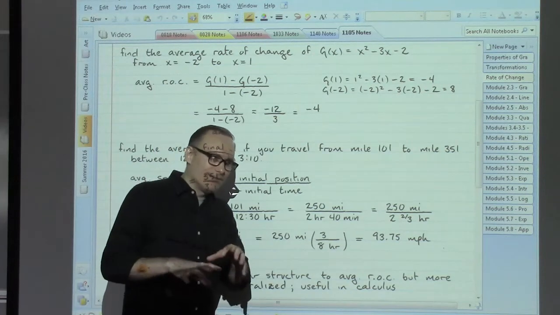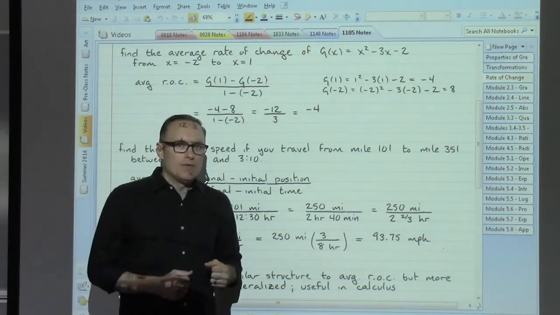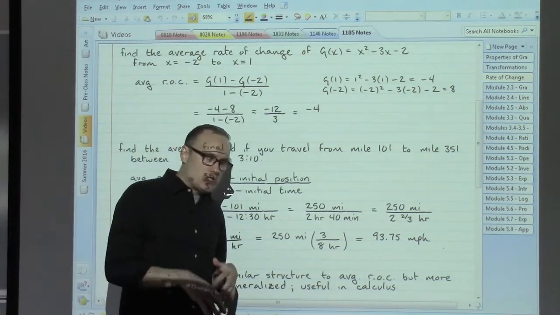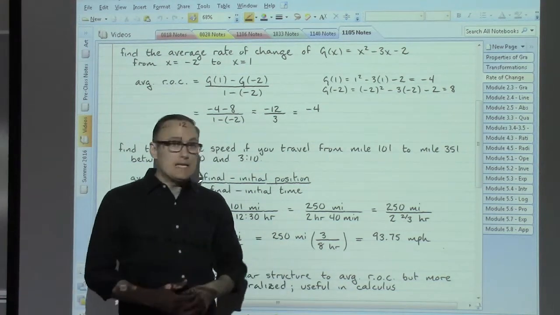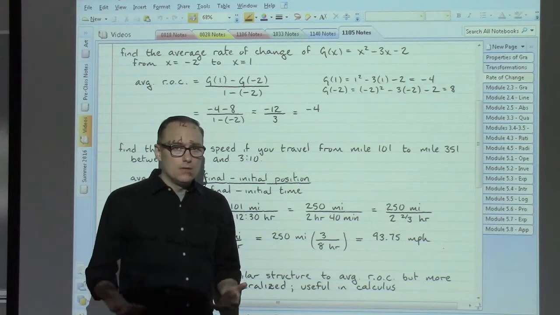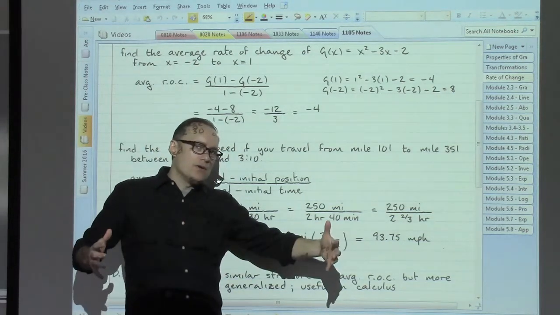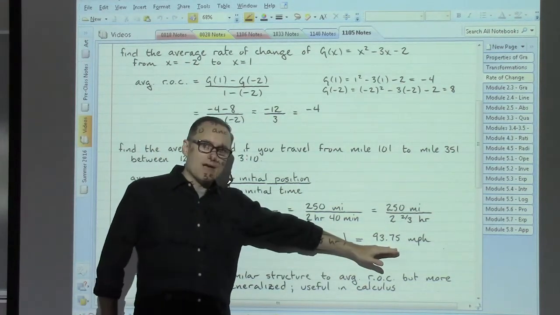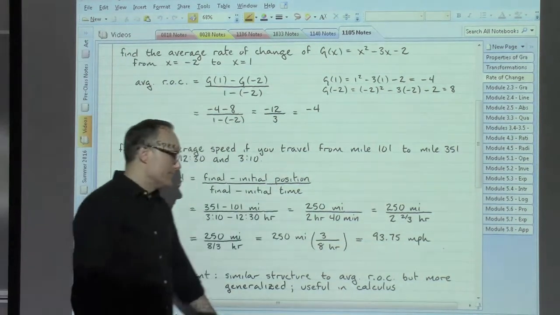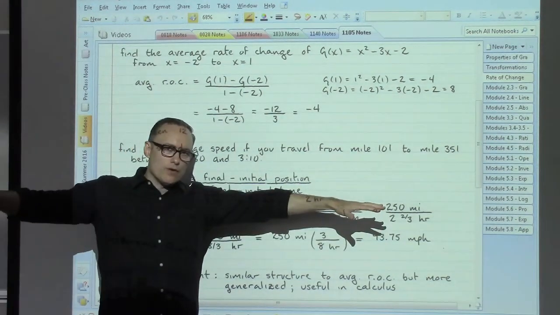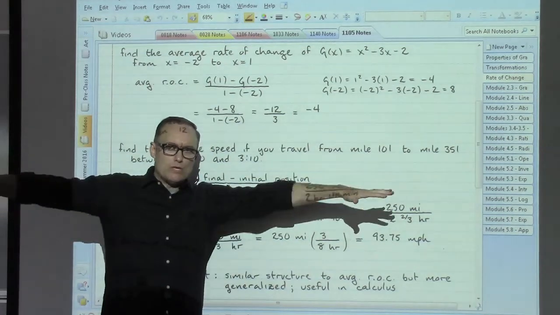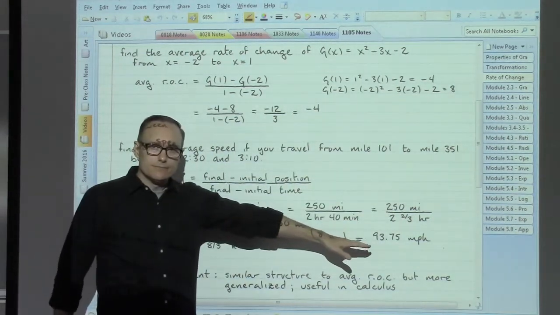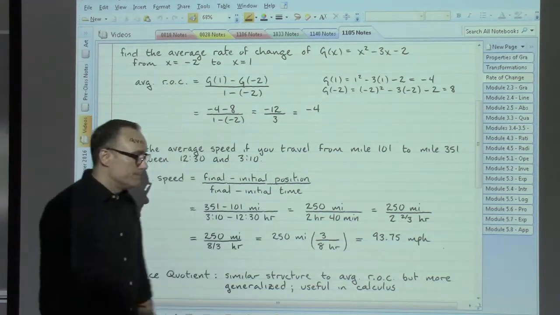But again, that's an average speed. At any given moment, somebody could slow down all the way to 70. Somebody could speed up all the way to 120. It's just that over that entire period of time, that was the average speed. So if we smooth out all of those imperfections of speeding up and slowing down, if we just smooth it all out, 93.75 miles per hour.